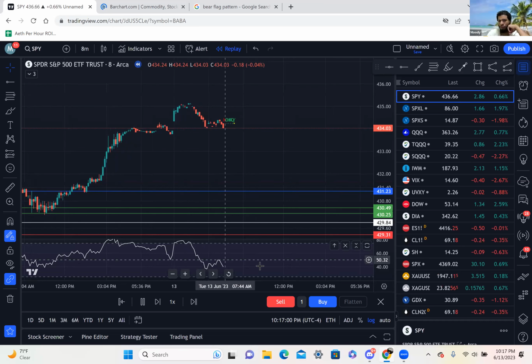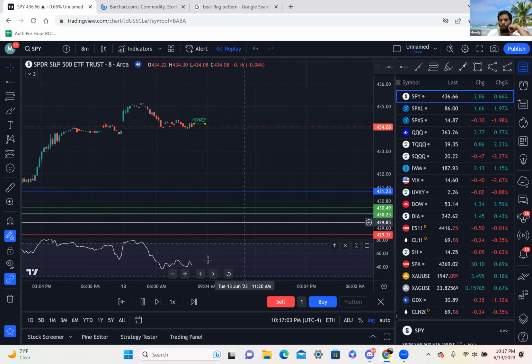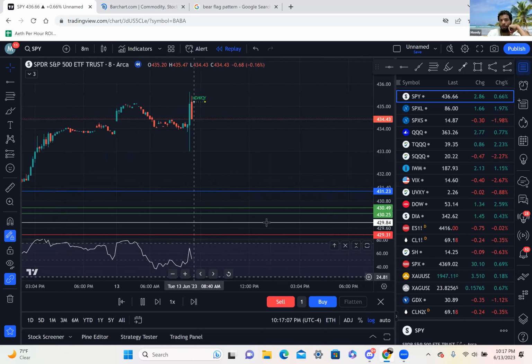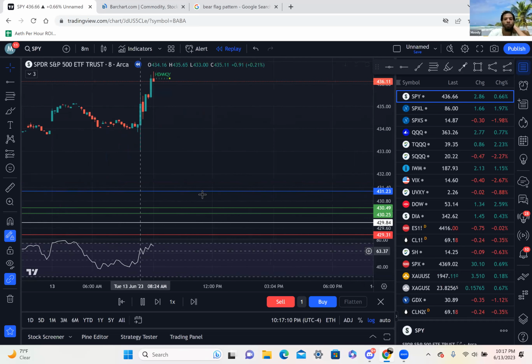Watch that. We get one little rejection. Cool, that's no problem. I'm going to wait. It's going to come down to market structure, and we're going right back up. You see that bounce? This is called support and resistance when you truly know.